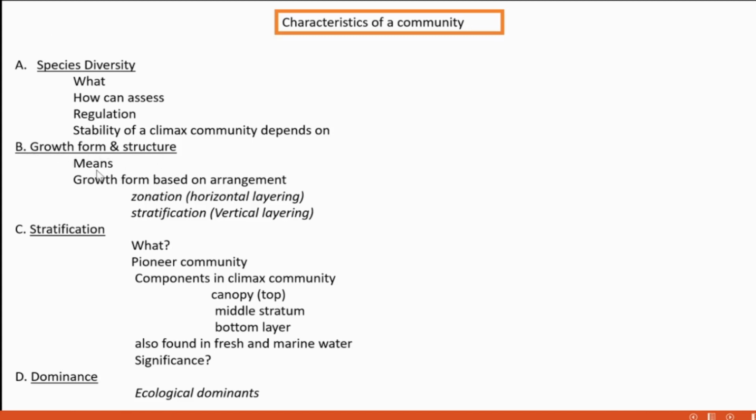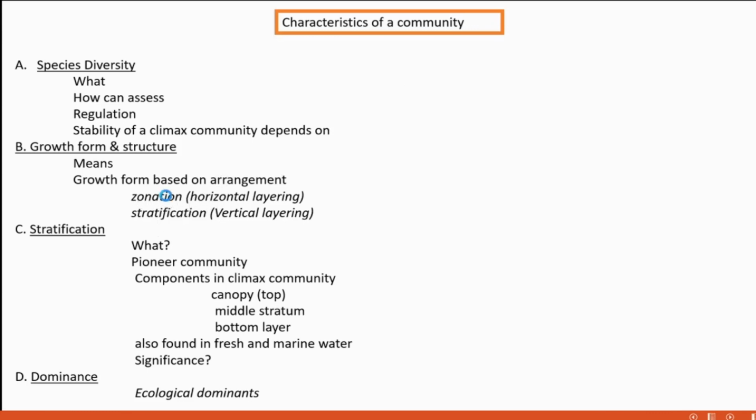Okay, then the next property is growth form and structure. If we consider a plantation or a particular vegetational area, there will be diversified forms of plants. They may differ in the form, shape and size of the leaf. That's the example for the difference in growth form and structure. Individuals in a community differ from each other with respect to appearance and form. That is another characteristic of a community. Clear?